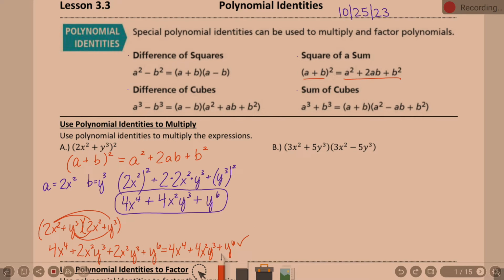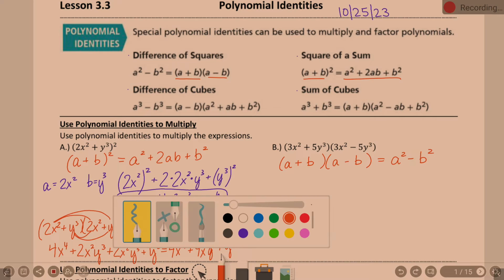Okay, let's look at B. Which one is this of the form of? (3x squared plus 5y cubed) times (3x squared minus 5y cubed). Difference of squares. Yeah, this is difference of squares, isn't it? This is a plus b times a minus b. Some of you probably already use this shortcut in a way, but the idea is a plus b times a minus b. Well, what's that supposed to equal? That's supposed to equal a squared minus b squared.